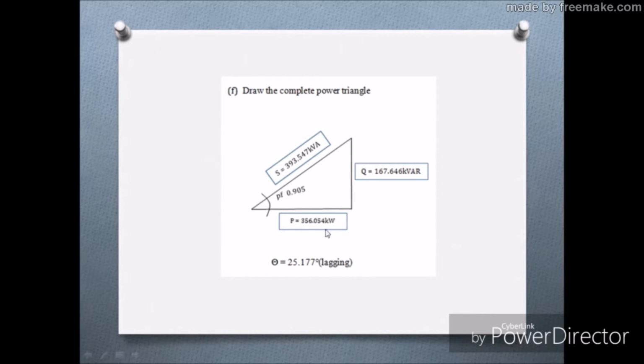Okay, for the last question, we are being asked to draw a complete power triangle. So this is the complete power triangle. This is the ST, apparent power total, Q reactive power total, and P real power total. This is the PF that we got earlier, and this is the angle for the total power triangle, and the system is lagging. Okay, that's all from me.